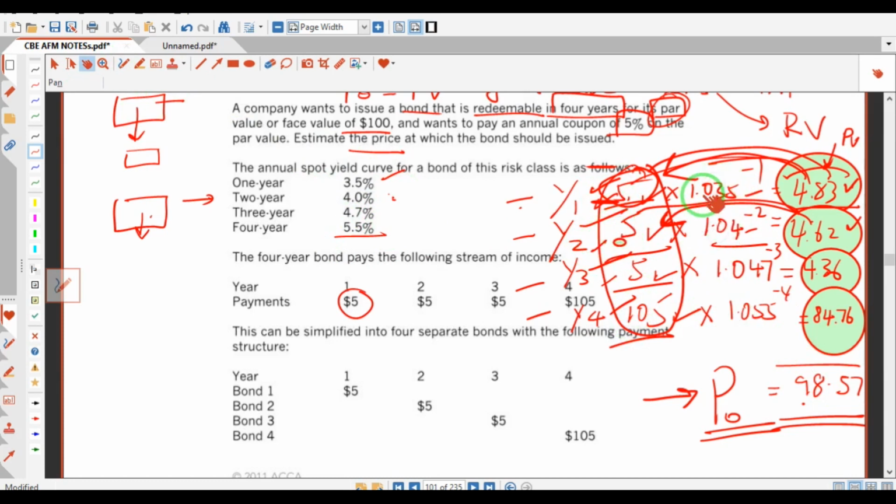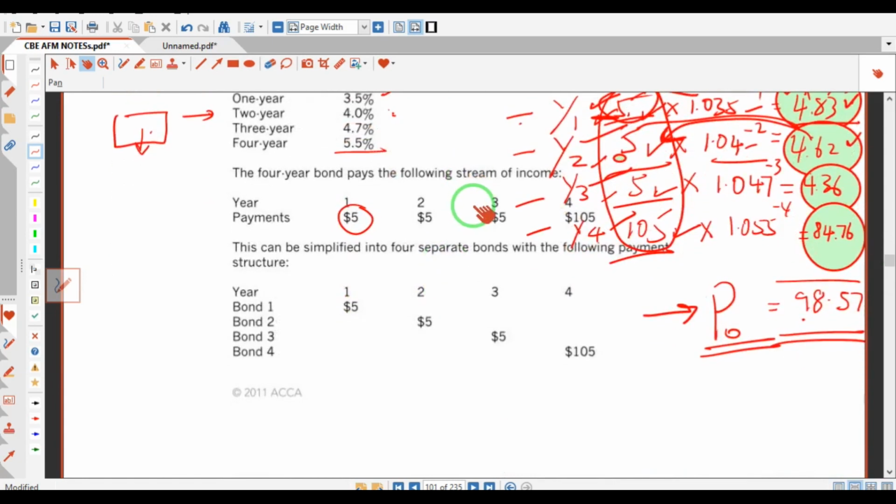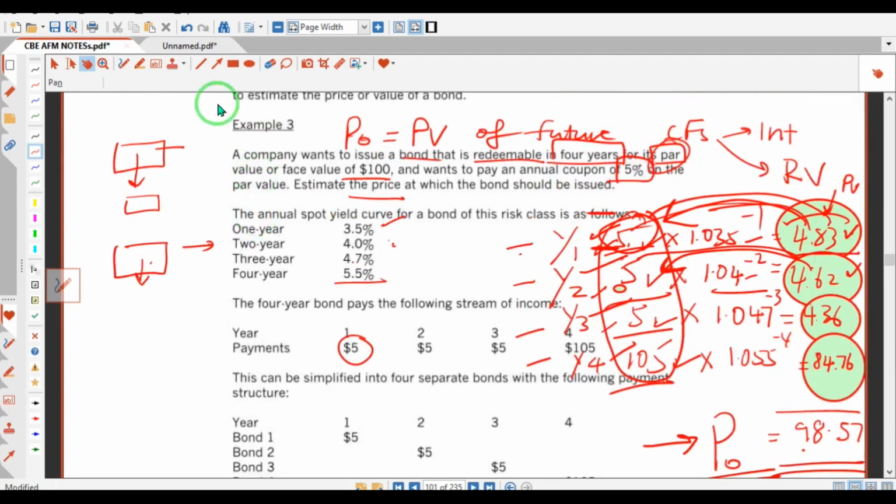And this is not one yield. It's given as 3.45% in this bank, 4% in that bank, 4.57% in this bank, and 5.5% in the Standard Chartered Bank. So basically, this is how we do it in this particular valuation. This is very popular in your AFM paper. This method you have to know. Is that okay? You get this from example number 5.